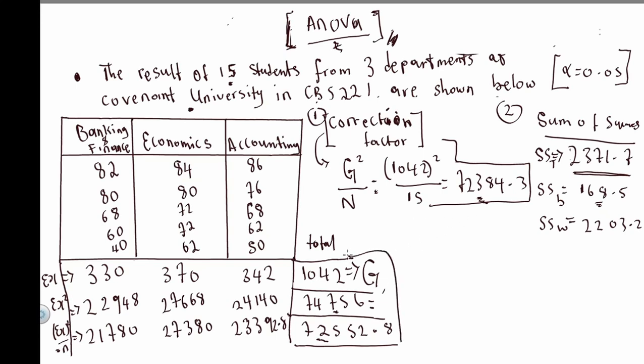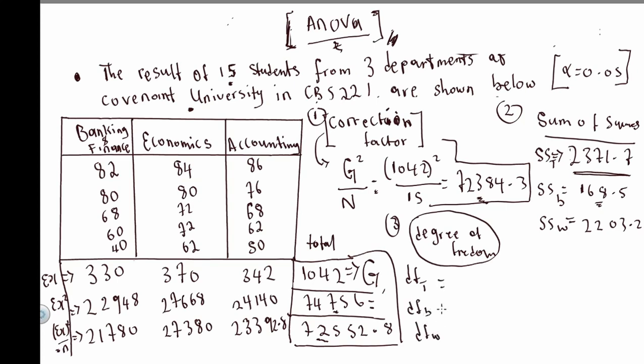So the next thing to do is to find what is called the degree of freedom. I'm sure we're already familiar with that one, but this one goes a little more. This is the third step, to find our degree of freedom. And of course, we find our degree of freedom total, degree of freedom between, and degree of freedom within. Very, very simple.